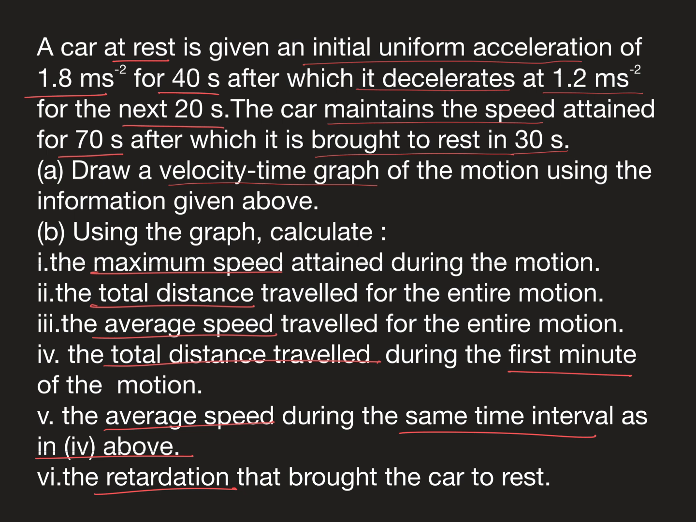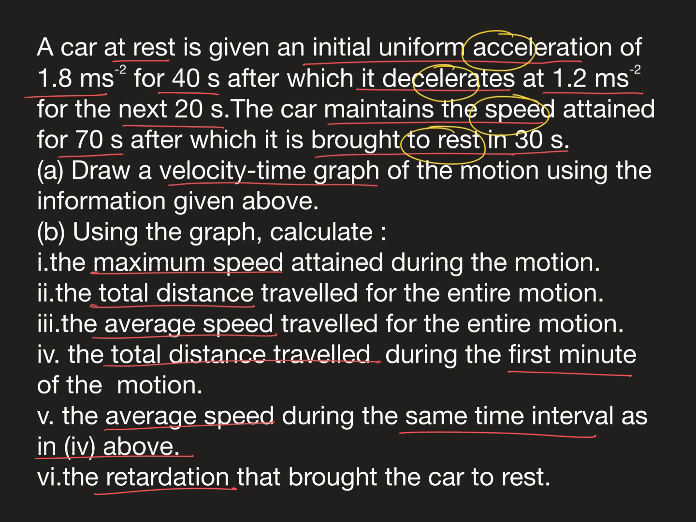So if we analyze this problem, the car is initially at rest. It is given an acceleration of 1.8 meters per second squared, which lasted for 40 seconds, after which the car decelerates at 1.2 meters per second squared for the next 20 seconds to attain a constant speed. It then maintains that speed for 70 seconds, after which it is brought to rest in 30 seconds.